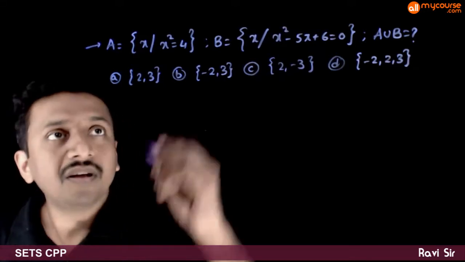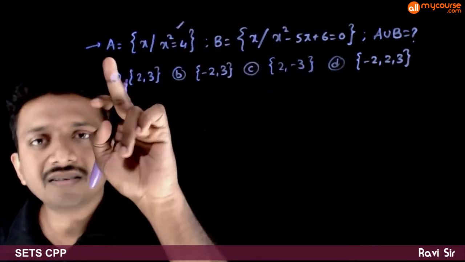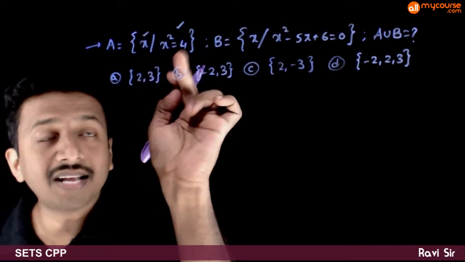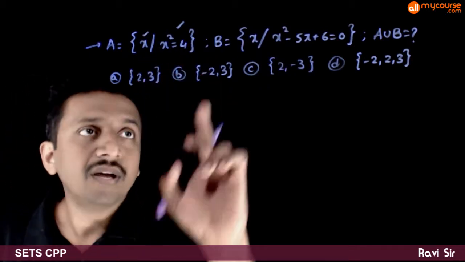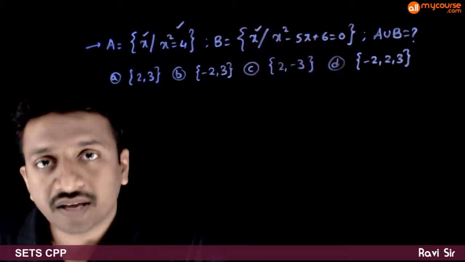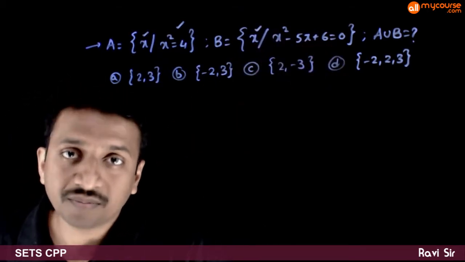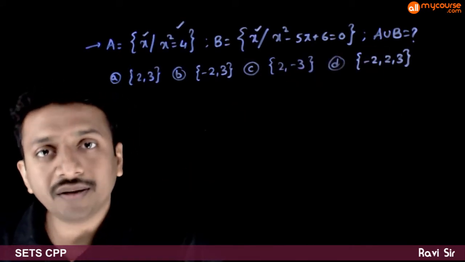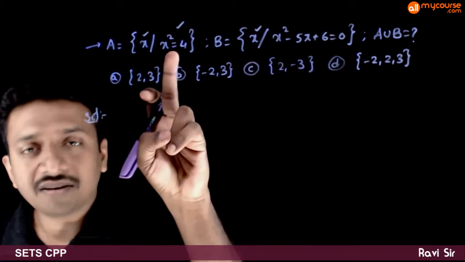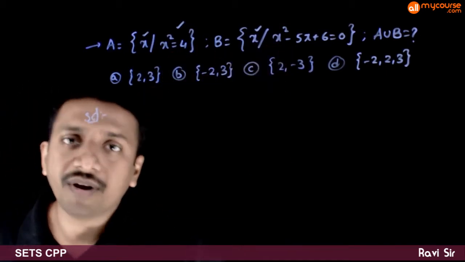In this question, you're given that A is a set containing element x such that x square is equal to 4, and B is a set containing element x such that x square minus 5x plus 6 is equal to 0. You're asked to find A union B. So to find A union B, first I'll try to find A and I'll try to find B.